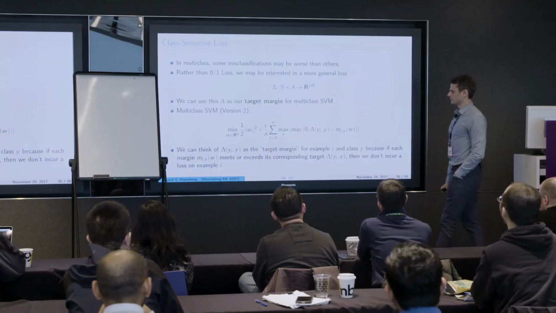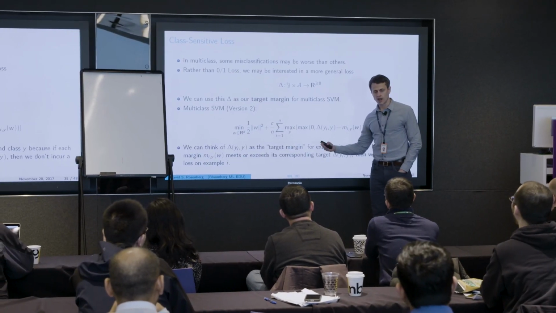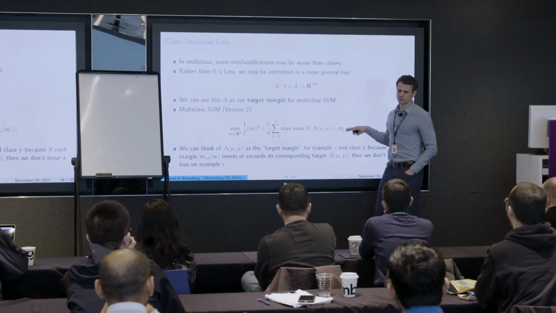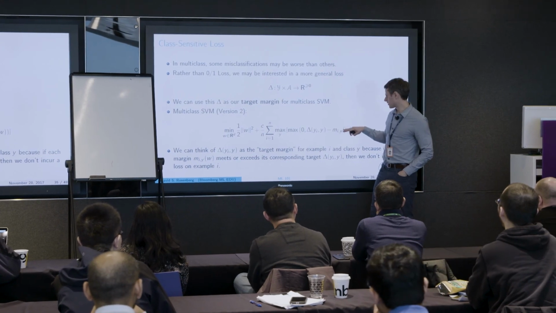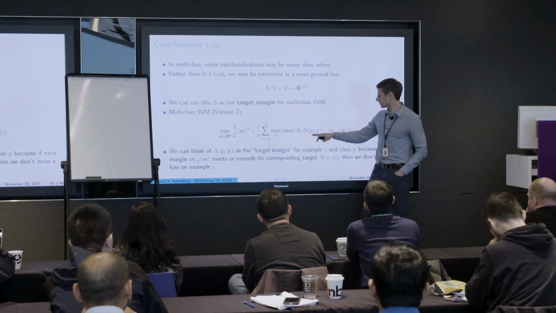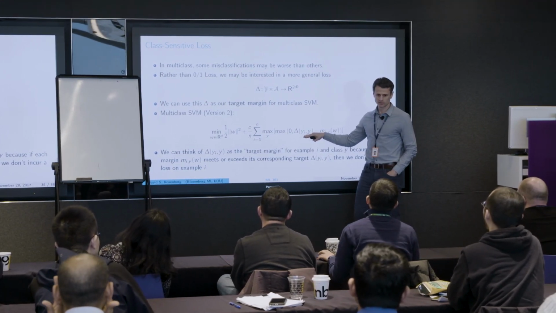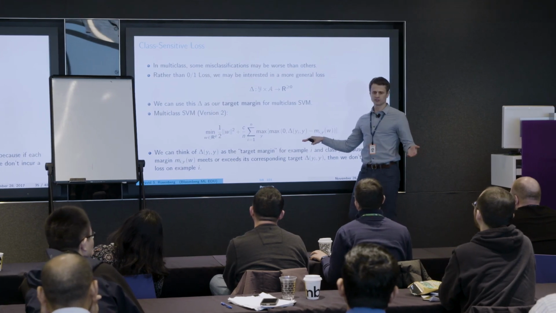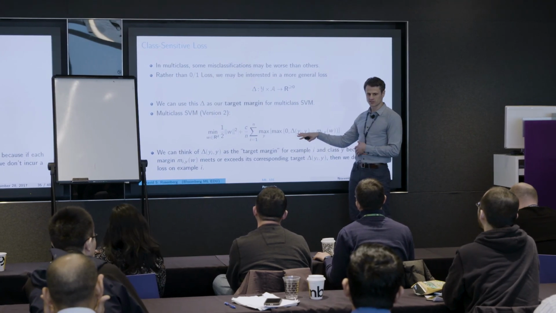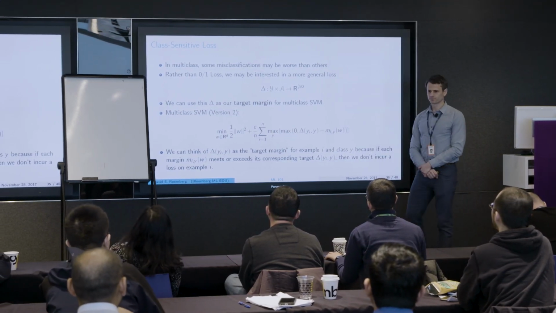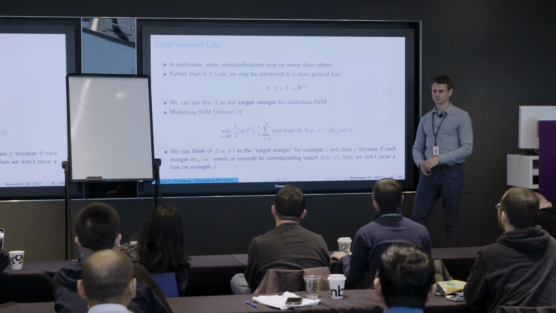Even so, it should be the same, because if Y is equal to Yi, then what's the margin going to be? 0. And presumably the target margin, the loss for a correct prediction, should be 0. Unless we define delta in a silly way, it'll be equivalent, because if it's the same, this will be 0, this will be 0, this will be 0, and it won't be the max.